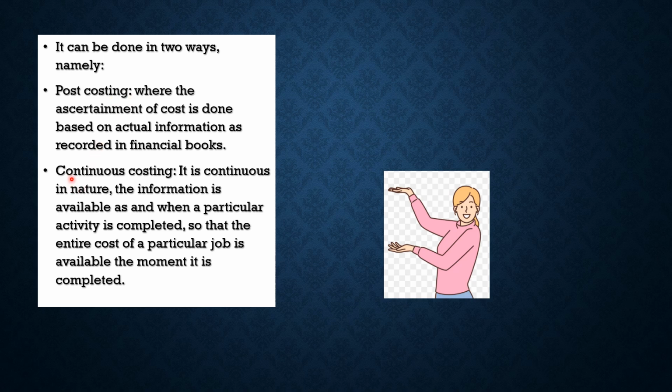Next, continuous costing. The name itself says it is continuous in nature. That means whenever an activity is completed, the entire cost of that particular activity is available. Immediately after completion of the activity, the cost is available at that moment itself.